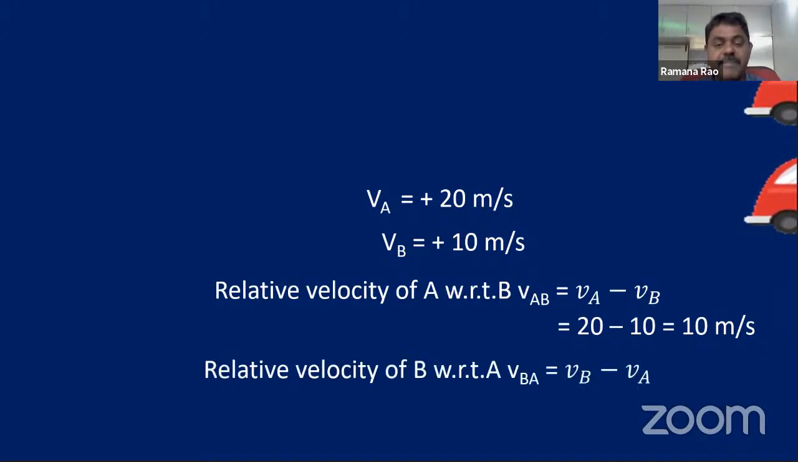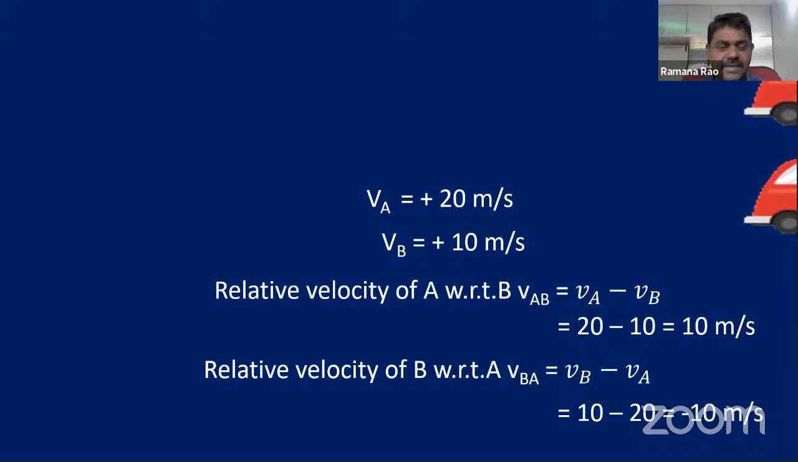So relative velocity of B with respect to A. If A observes, then it is minus 10. That means the relative velocity of B with respect to A is minus 10 meter per second. That means for A, B appears to be moving towards left. This is quite interesting. For A, B appears to be moving in leftward direction.